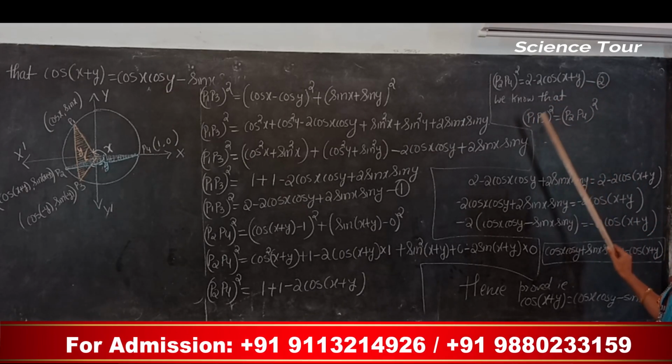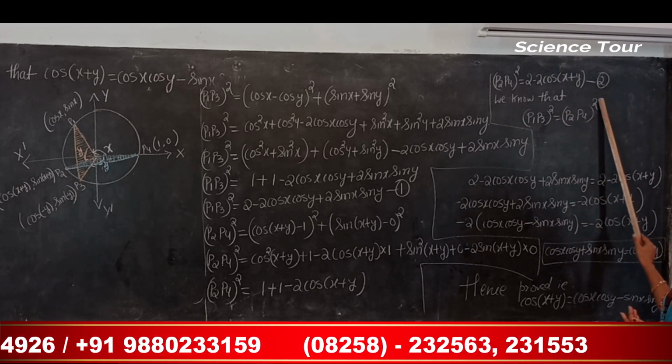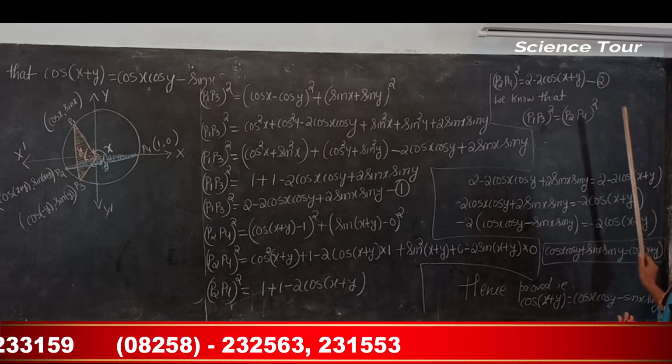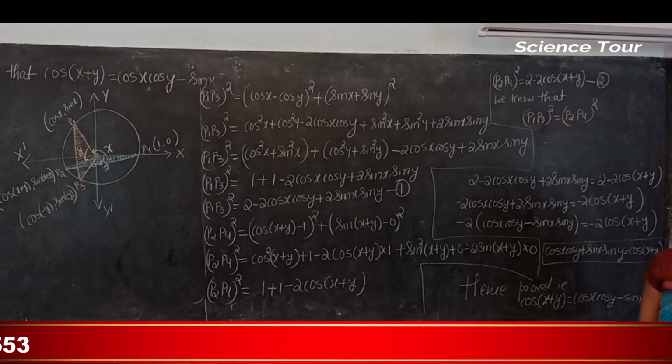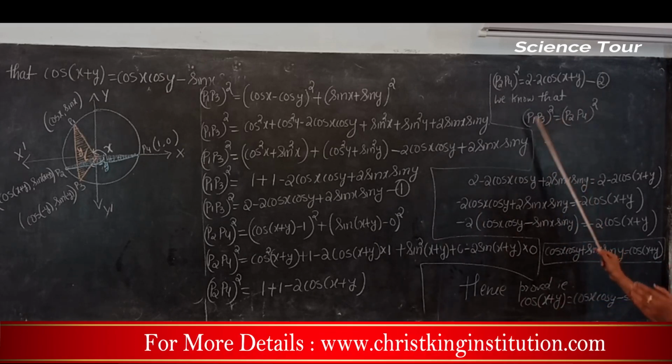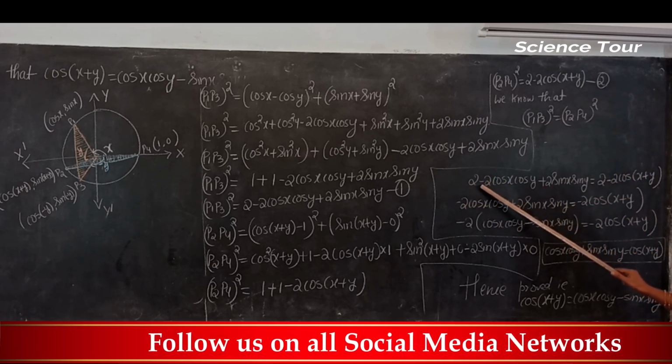So now next we know that P1 P3 whole square is equal to P2 P4 whole square. Means equation number 1 is equal to equation number 2 because these two sides are congruent, means the corresponding sides are equal. So now this 2 and this 2 cancel. So remaining is minus 2 cos x cos y plus 2 sin x sin y is equal to minus 2 cos of (x plus y).